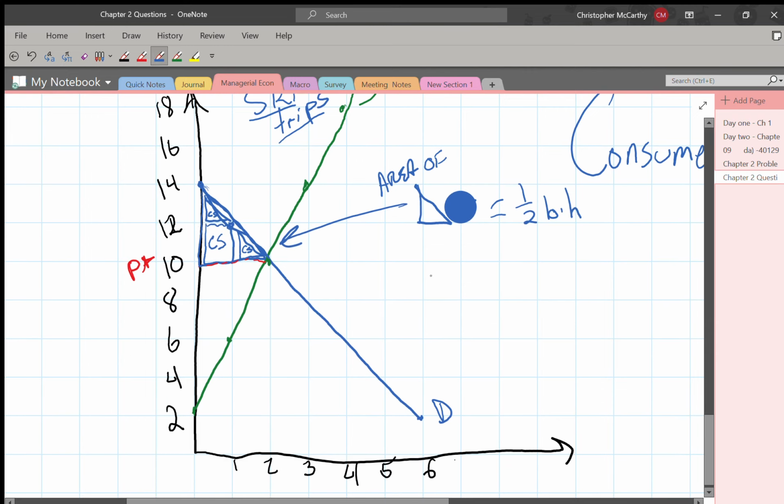So the consumer surplus, when the equilibrium is 10, is going to equal 1/2. Our base of the triangle is 2, right? 2 minus 0 is 2. And the height of the triangle is 14 minus 10, which is 4. So we end up with a consumer surplus of 4. Does that make more sense now?